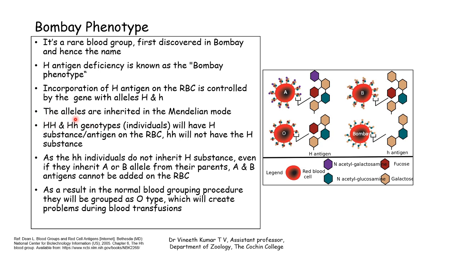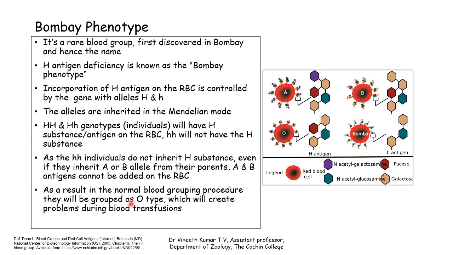So, both the homozygous dominant as well as the heterozygous individual will have a complete H substance here, and if they are homozygous recessive, they will not have H substance. They will not have, in the sense, they are having an incomplete H antigen. Incomplete in the sense the last step of formation of H substance is not being done. As a result, in a normal blood grouping procedure, they will be typed as O.